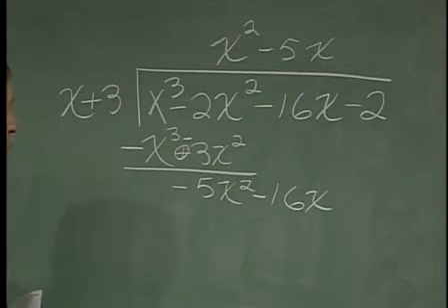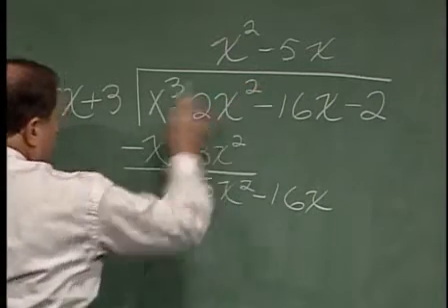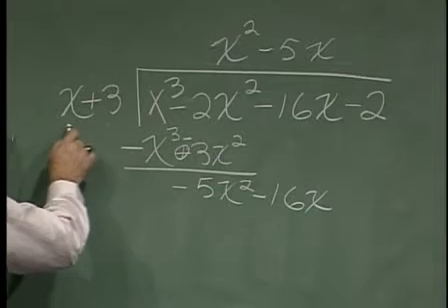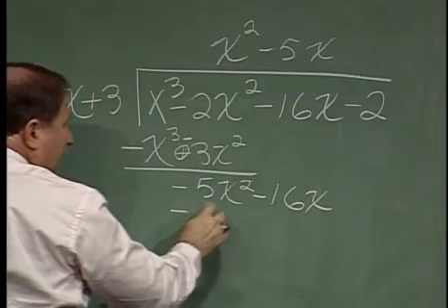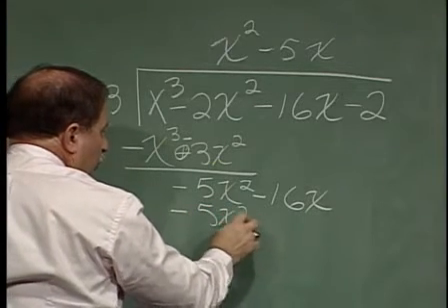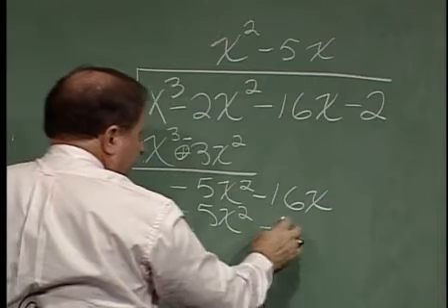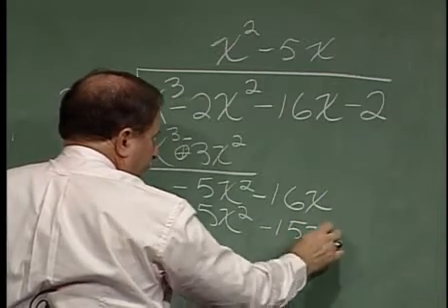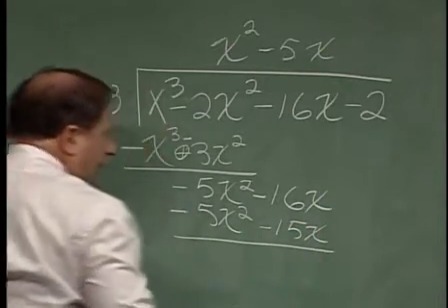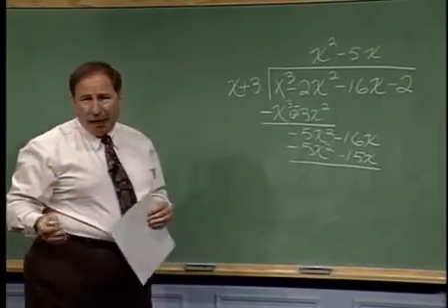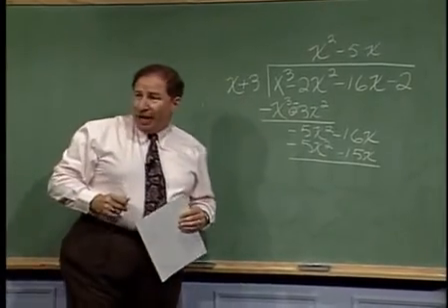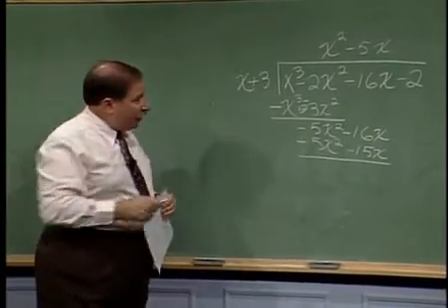Now, we're going to multiply negative 5x times x plus 3. Negative 5x times x is negative 5x squared. Negative 5x times 3 is negative 15x. Subtract. And again, to subtract, we are going to change the signs in the second polynomial and add.